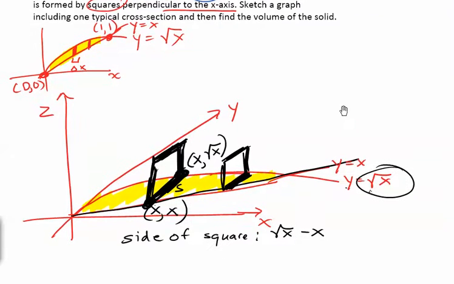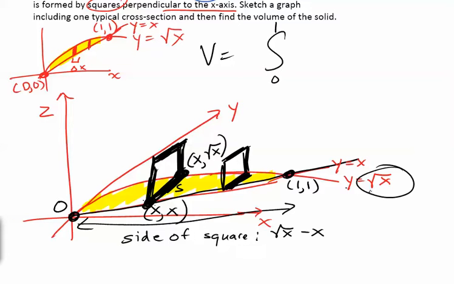So what are we going to do here for our squares? They're going to go from 0 over here to 1. So our integral has to take us from 0 over to 1. And we're doing squares again, so all we have to do is take the side of our square and square it. And the thickness is dx.